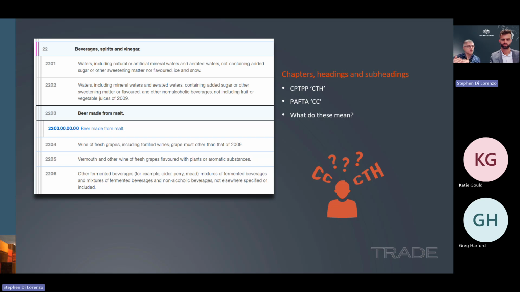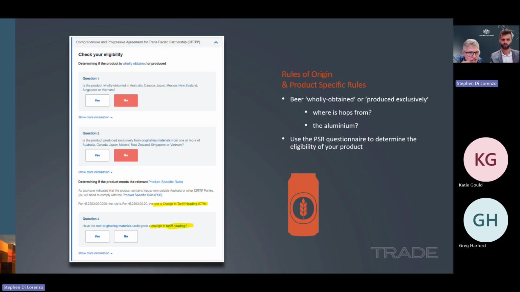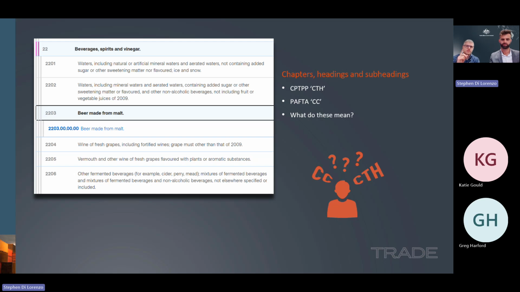And so the rules, can we actually just go back one screen there? Yep. The rule is change in tariff heading. So CTH. So if, for example, you can see wine is under 2204, beer is under 2203. If you could change beer to wine, or if you could change wine to beer, that would confer origin. I mean, obviously you can't do that, but if you're changing, say, water and barley into beer, water is not in that chapter, is not beer made from malt. Barley is not beer made from malt.